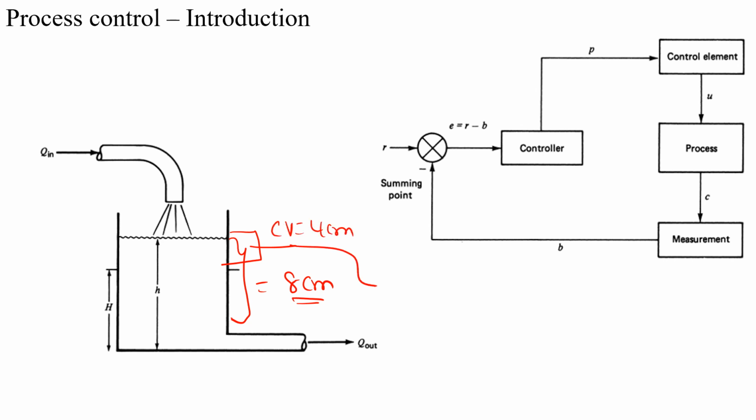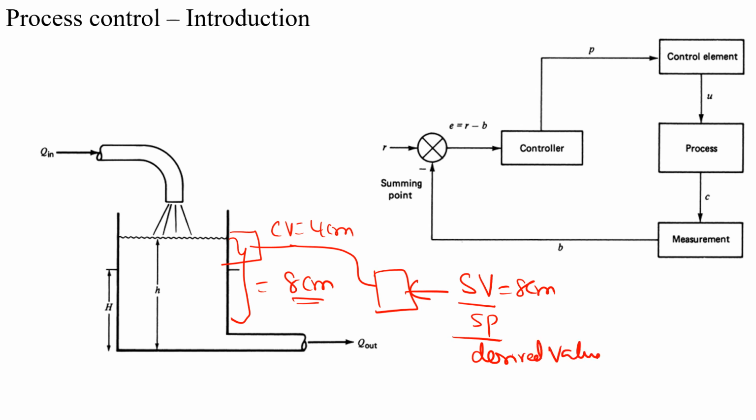So that has to be compared with the requirement. My requirement, my desired point, is the set value, 8 centimeter. The other names given to this are set point, desired value, or reference value. So this is the set value, and here is the current value. Both are compared. Since they are compared, I need to give the subtraction operation. So the set value is my target, which is plus, and the current value is minus. This difference is called the error.